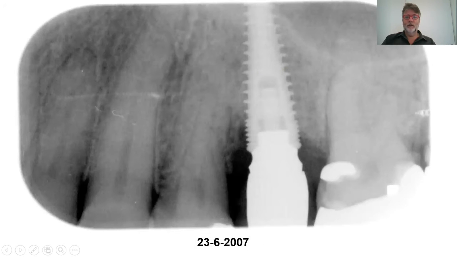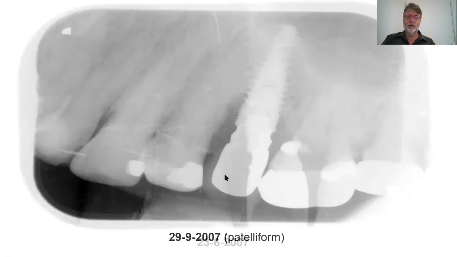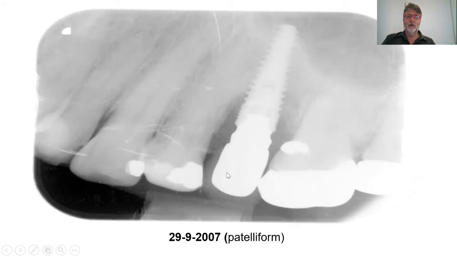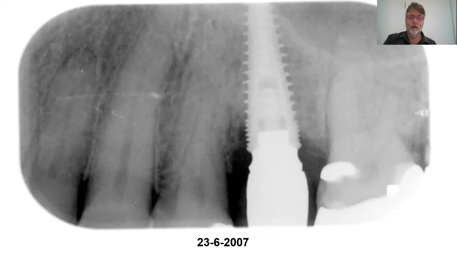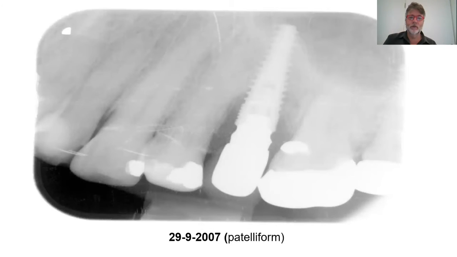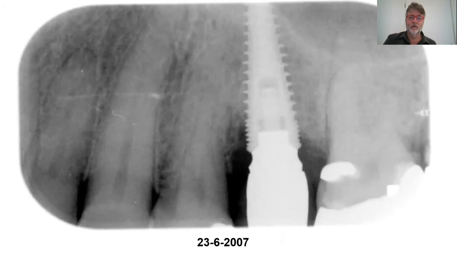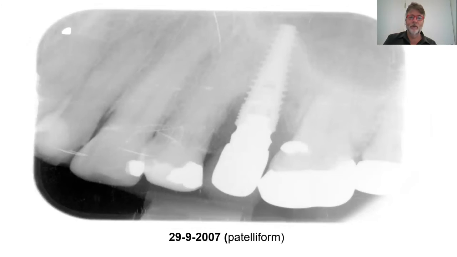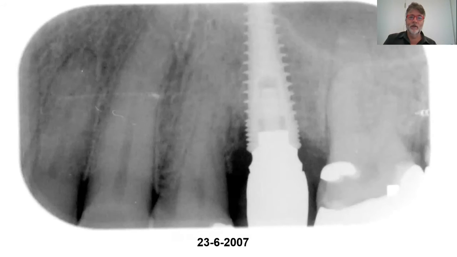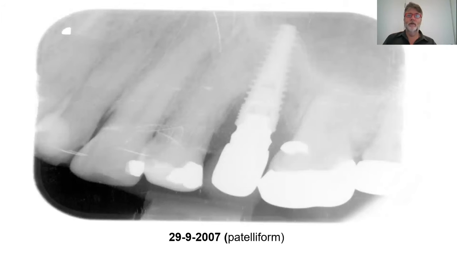Again, this is an implant taken in June 2007. Maybe starting to get a little bit of that bone loss from around there, not funneling bone loss yet. But now we can see this patelliform bone loss, and look, 2007. So within 3 months, it's gone from this to this, right?